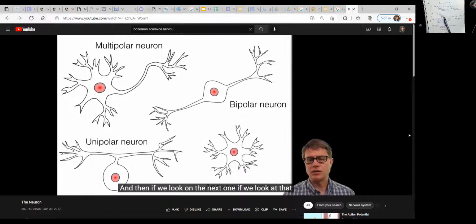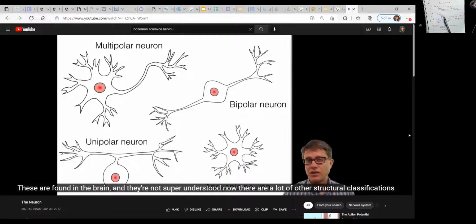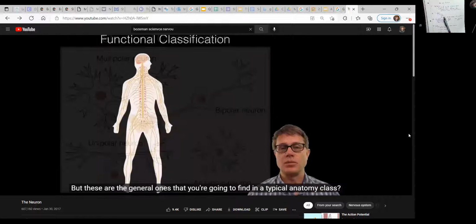And then if we look at the next one, you can see there's no axon on it at all. And so we call that an anaxonic neuron. These are found in the brain, and they're not super understood. Now, there are a lot of other structural classifications, but these are the general ones that you're going to find in a typical anatomy class.